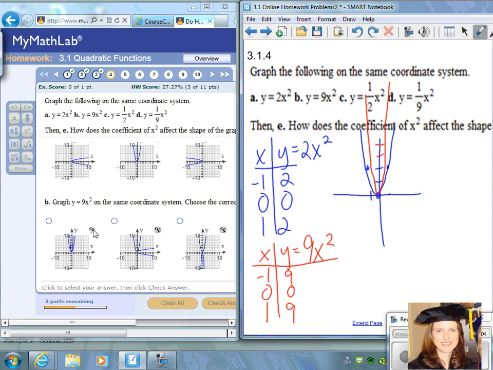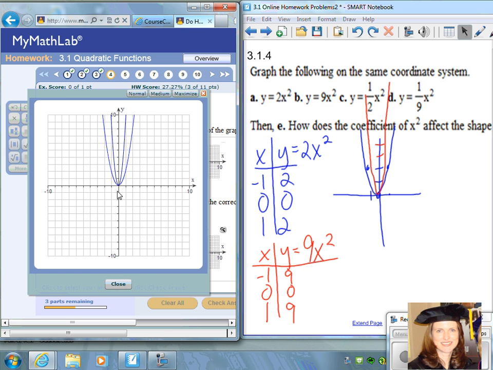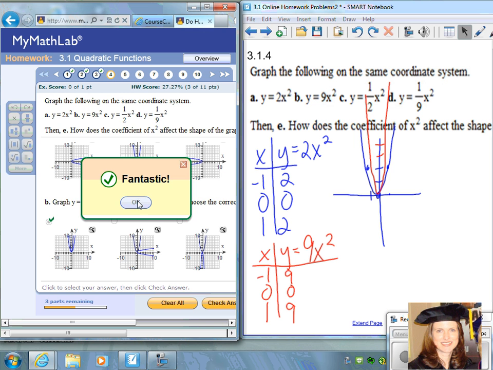We can zoom in to get a better look. Out of all of those choices, it does look like the first choice. We see the y equals 2x squared graph, and then the other one is definitely a more narrow graph. If you plug in -1, you get +9, so you can locate those points. I'm going to choose the first one and check the answer.